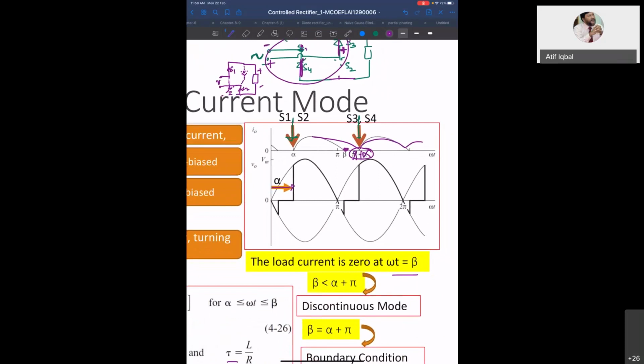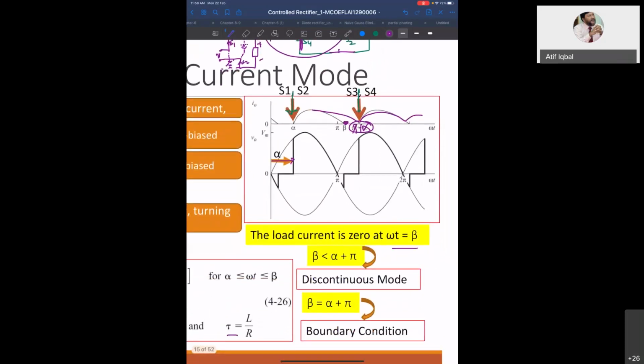Okay. Now, when your beta is equal to alpha plus pi, what is this called? You see, your beta is equal to pi plus alpha. I told you that your current goes 0, and at the same moment it starts rising. That is called the boundary condition. Beta is equal to alpha plus pi. This is important. That is your boundary condition.